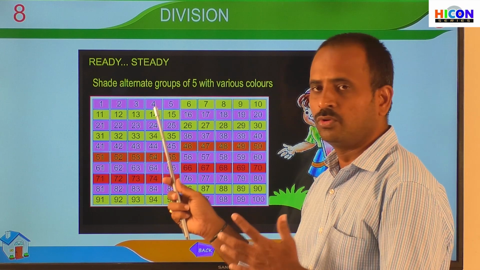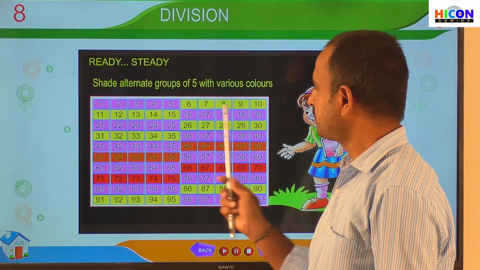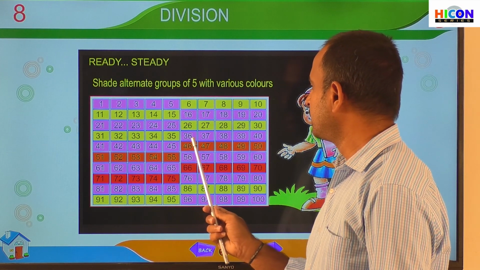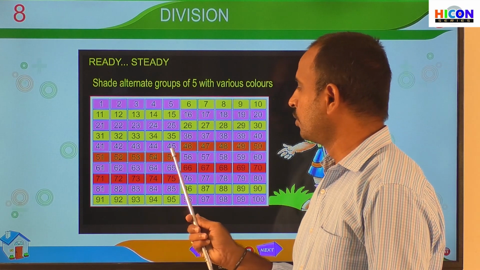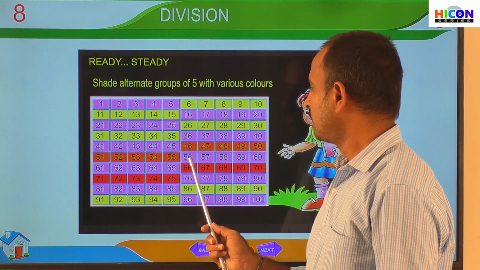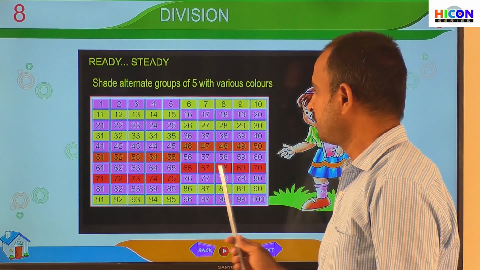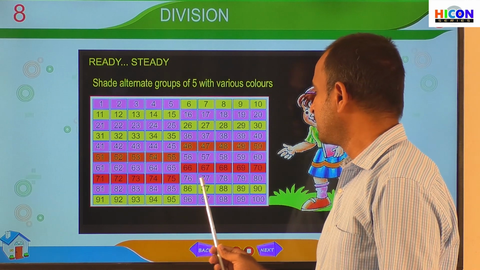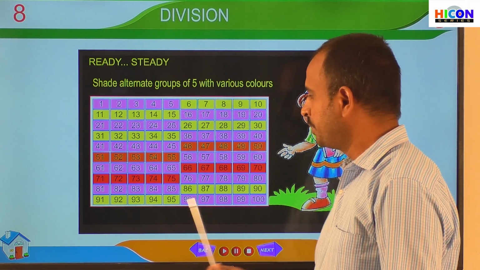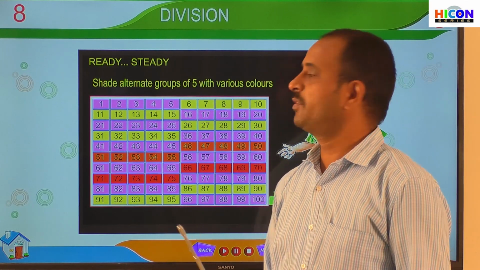If you count the number of groups, this is the first one, second group, third group, this is the fourth group, this is the fifth group, sixth group, that is the seventh group, this is the eighth group, ninth group, this is the red color, that is the 10th group, and this is the 11th group, 12th group, 13th group, 14th group, 15th group, 16th group, 17th group, 18th group, 19th group, and 20th group. How many groups of 5s are there from 1 to 100?